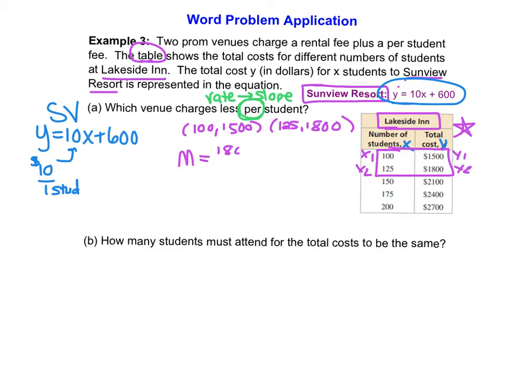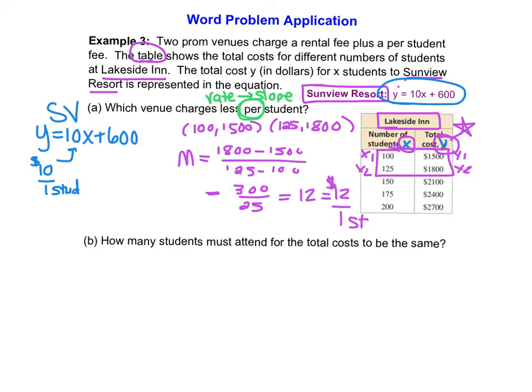So I have m is equal to, if we take the slope, so we'll call this x1, y1, x2, y2. So I take 1800 minus 1500 over 125 minus 100. So that becomes 300 divided by 25, which is equal to 12, or if you write it as a rate, 12 over 1. So here I finally have my slope, which is the rate of how much it costs per student. And here my numerator is my y value, so that's the cost. So it's $12 per, my x values are my students, so per one student.